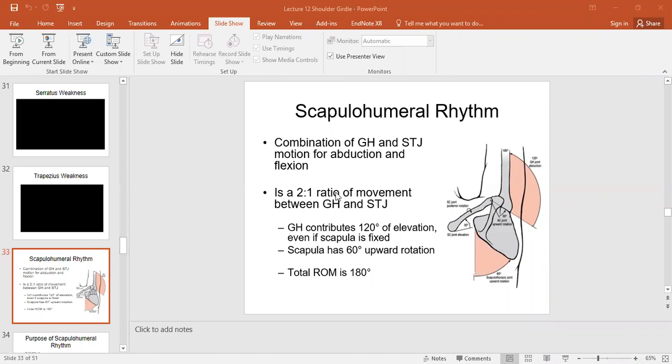The other thing it does is it maintains a length-tension relationship for those multi-joint muscles that we use. So we don't want our deltoid to get too short to where it's actively insufficient and can't generate any more force. By allowing our scapula to move, it helps with the length-tension relationship for the deltoid, because that's the primary elevator of the glenohumeral joint.